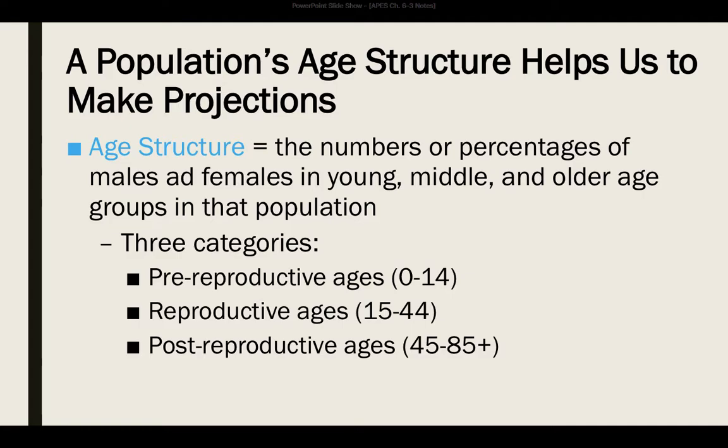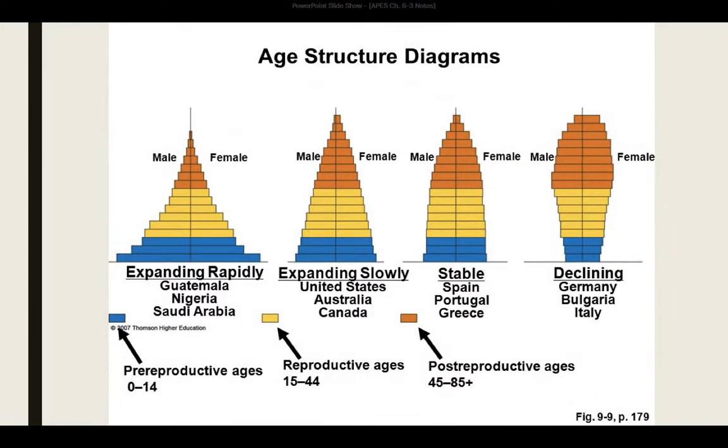Population experts construct a population age structure diagram by plotting the percentages or numbers of males and females in the total population in each of three age categories: pre-reproductive, ages 0 to 14, consisting of individuals normally too young to have children; reproductive, ages 15 to 44, consisting of those normally able to have children; and post-reproductive, ages 45 and older, with individuals normally too old to have children. This figure presents generalized age structure for countries with rapid, slow, zero, and negative population growth rates.